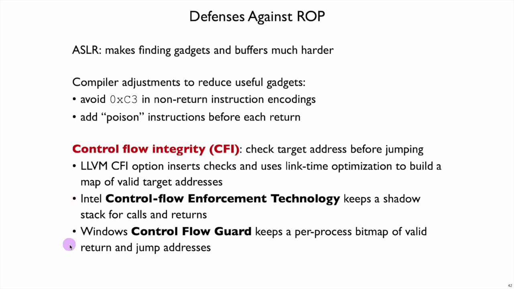Windows does something similar at the operating system level. So it's kind of in between these compiler and processor-based technologies. The operating system keeps a per process bitmap of valid return and jump addresses. So when you make a call, it sets a bit to say, this region of memory that I called from, that's a valid place to return to. And if the return address is not in one of these places where a valid return address sits, then the return can be rejected.